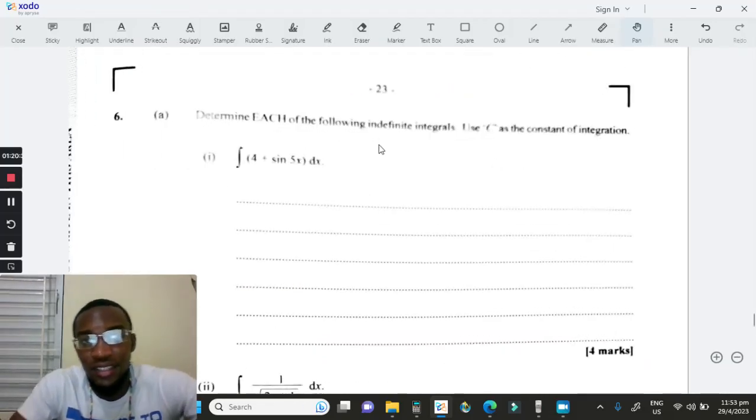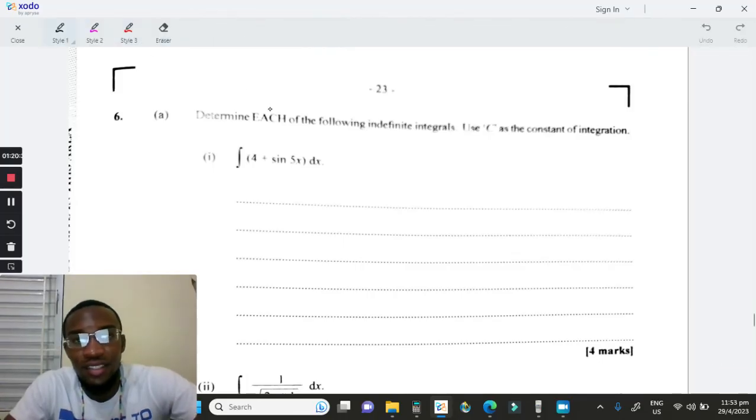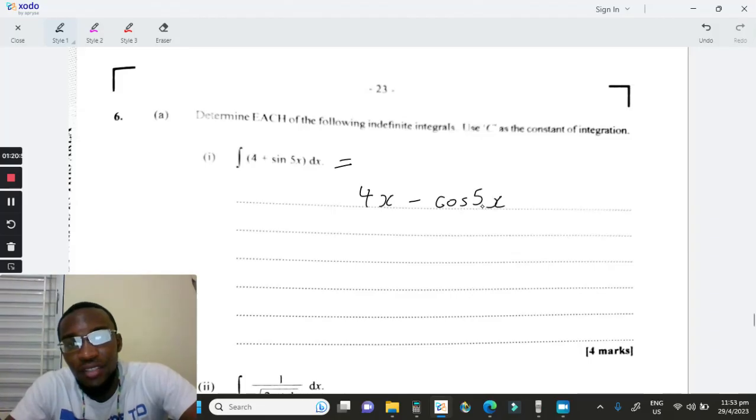Now question 6. It says determine each of the following indefinite integrals. When you integrate 4, there's no x, so you get 4x. Plus, when you integrate sine 5x, you get minus cos 5x, but then you have to divide by the derivative of 5x, which is 5. Then they say use c as your constant of integration, so just put plus c. You're done. The answer is 4x minus cos 5x over 5 plus c.